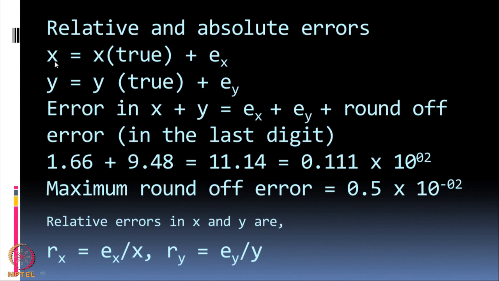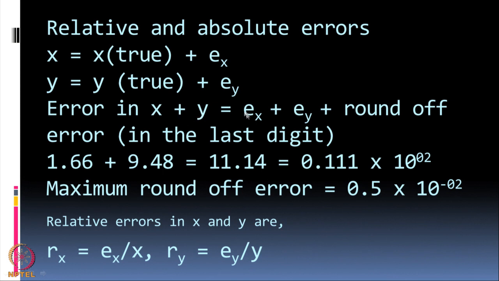Suppose I have x, which has a true value plus some error, and I have a y which has a true value plus some error. I would like to know what the error is when I add x plus y. Now, why do I need to find this error? Because in calculations, in computers, we will be doing several operations, multiplications, additions. If there are already errors in my individual physical quantities, there will be some errors in the final quantity I calculate too. So, it is very necessary that I have a good idea of what the error would be. What will be the error in x plus y?